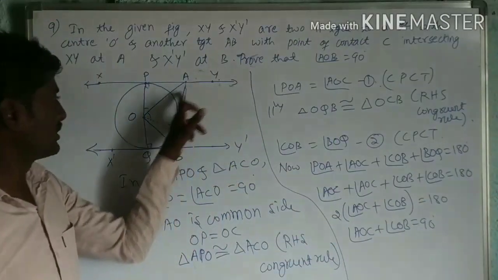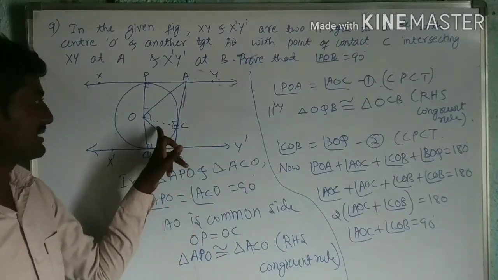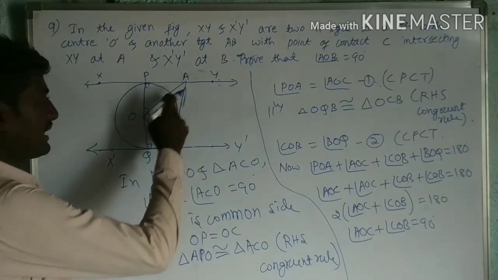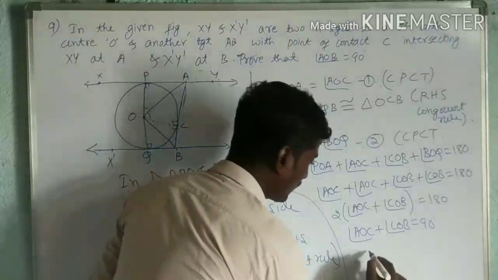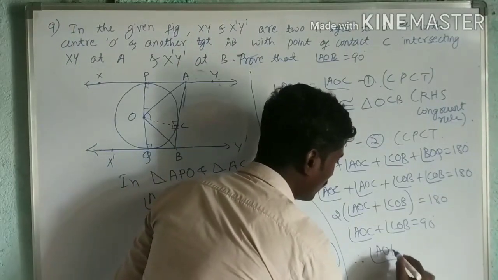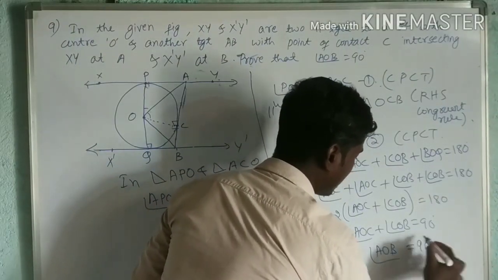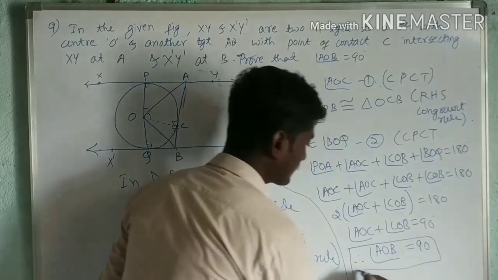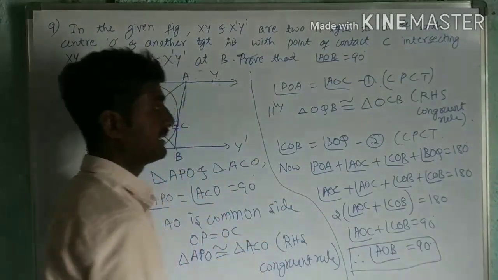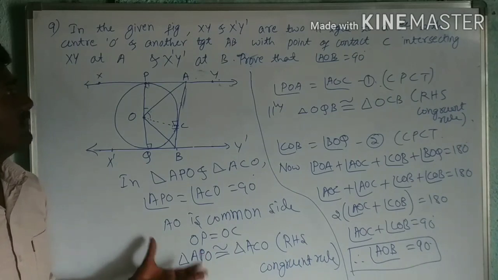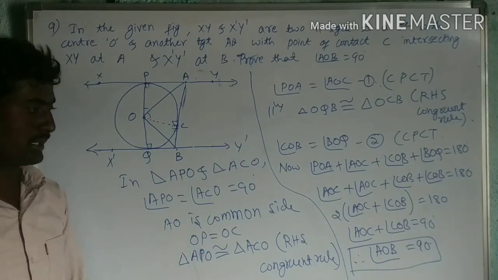Now AOC plus COB, that is nothing but how much is it? Angle AOB. So therefore angle AOB is equal to how much? 90 degrees. Hence we prove this. Okay, this is equal to what? 90 degrees. This is how we can prove this.